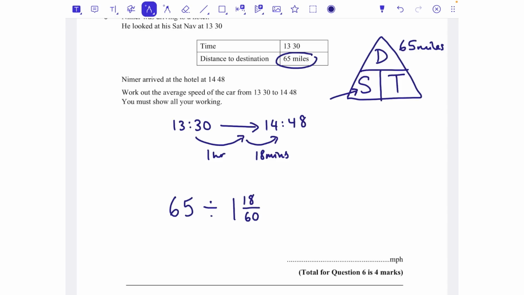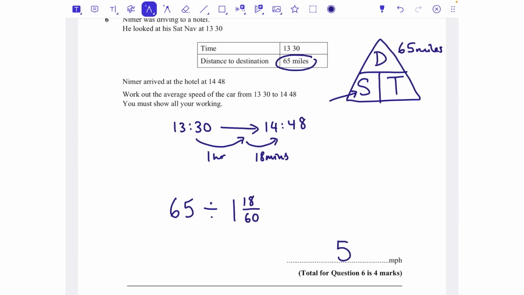Now, if you're going to type that in, you have to use the mixed number fraction. You can't just type it in next to a number and a fraction. So you need to press Shift and the fraction button, and that will enable you to type that in as it is. So 65 divided by, and then press Shift fraction, and that is 1 and 18 out of 60. And that gets you straight away to the answer of 50 miles an hour.